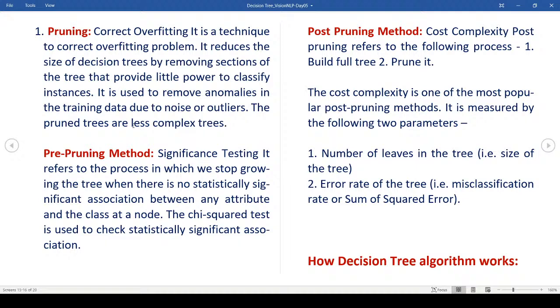Yeah. And pre-pruning, or significance testing, refers to the process in which we stop growing the tree. That is what we are talking about. We stop growing the tree when there is no statistically significant association between any attribute and the class at the node. So again, it mentions the same things: the number of leaves in the tree, that is the size of the tree, and the error rate of the tree, the misclassification rate or sum of squared error.